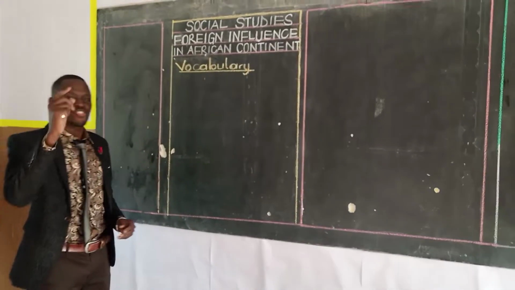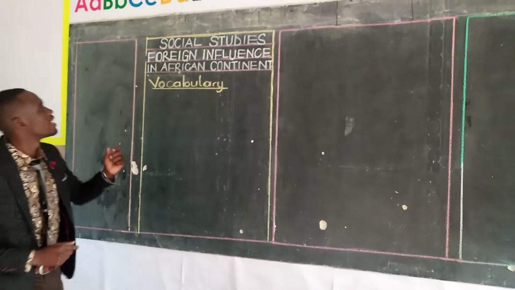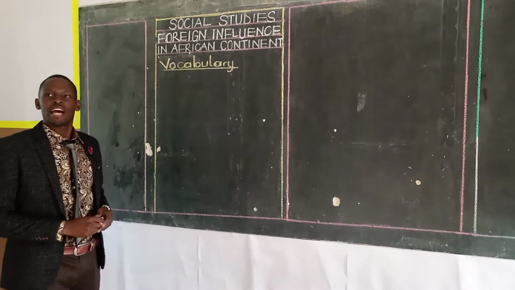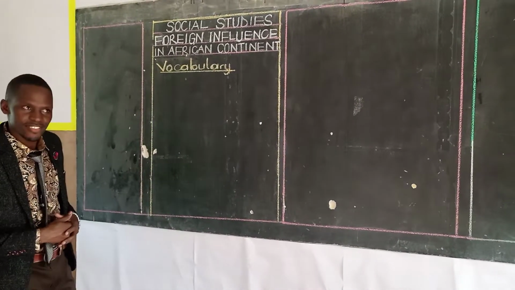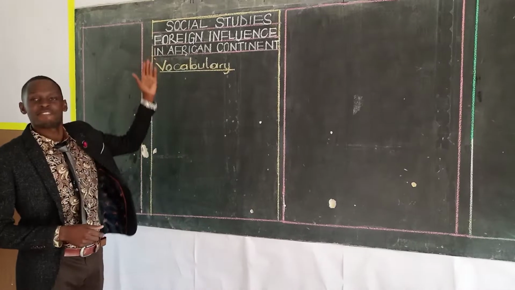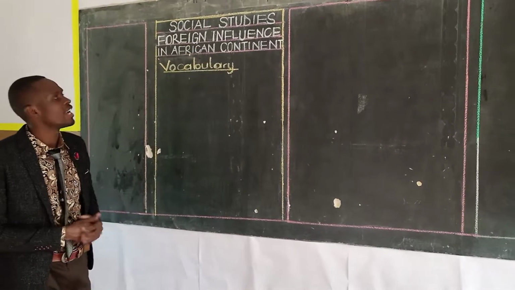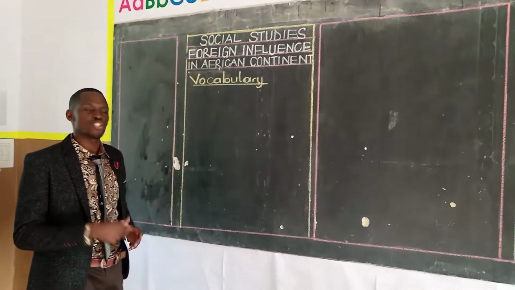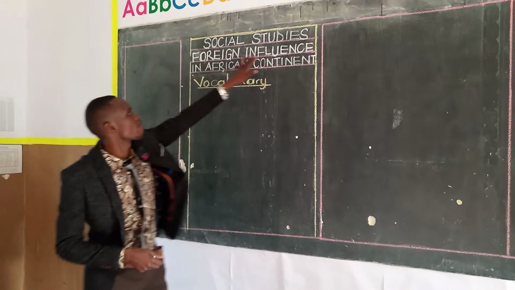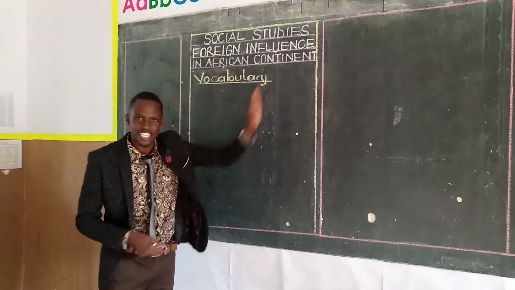Our dear candidates, boys and girls, my name is Aloy and I'll be taking you through social studies. And this is our very first session, or lesson. Today we shall be looking at the topic, foreign influence in the African continent.